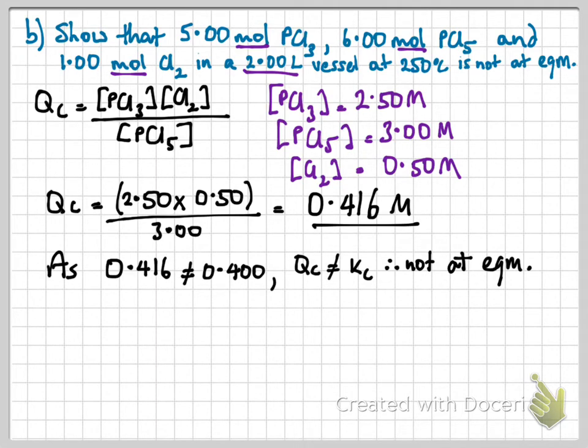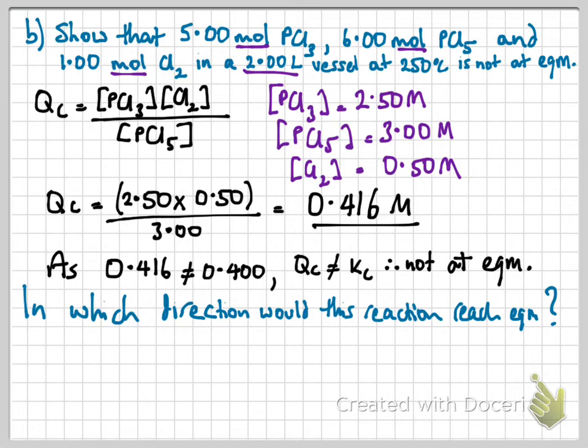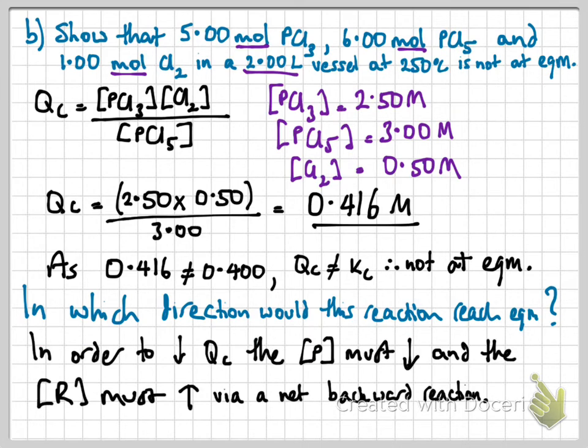Now as 0.416 isn't 0.4, i.e. QC is not the same as KC, the reaction is not at equilibrium. Next part of the question, in which direction would this reaction reach equilibrium? What a question like that means is it via a net forward or a net backward reaction? So you would need to state, in order to decrease the reaction quotient, because it's too high, the concentration of products would need to decrease and the concentration of reactants would need to increase via a net backward reaction. Part C is over the page.